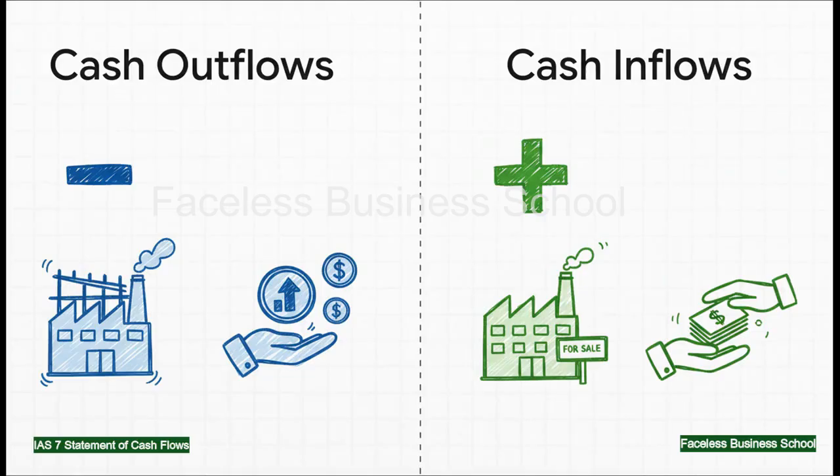So we're talking big ticket items here. This includes major cash payments to buy a new factory or a whole fleet of delivery trucks. But it also includes the cash that comes in when you eventually sell those assets. It's all about the buildup and breakdown of the company's productive base.